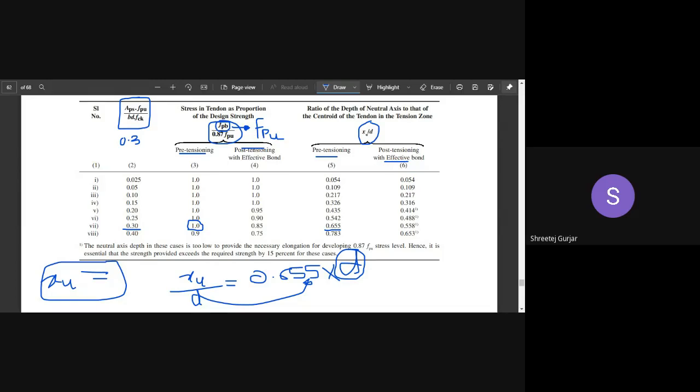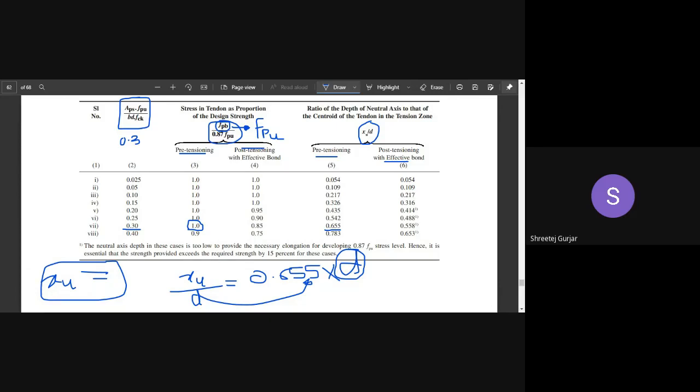Moment of resistance is computed by combining the moment of resistance of web and flange. The total moment of resistance is equal to the moment of resistance given by the flange plus the moment of resistance offered by the web. Two separate things we will calculate, and then we will add both and get the final equation.